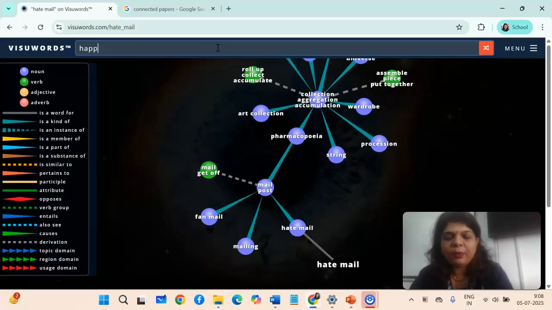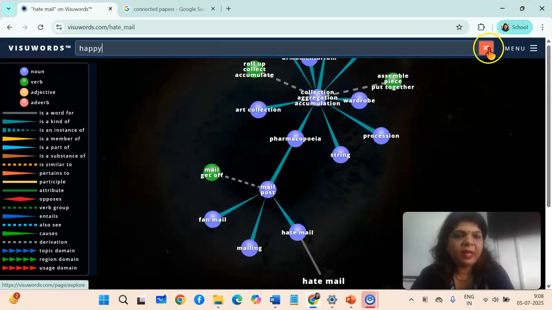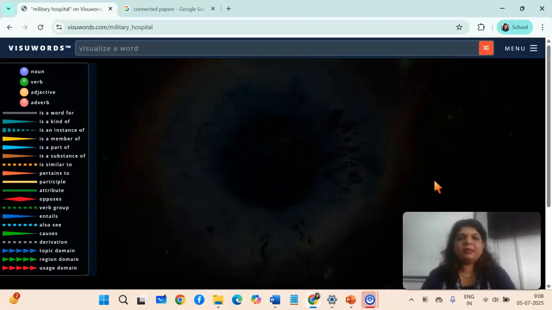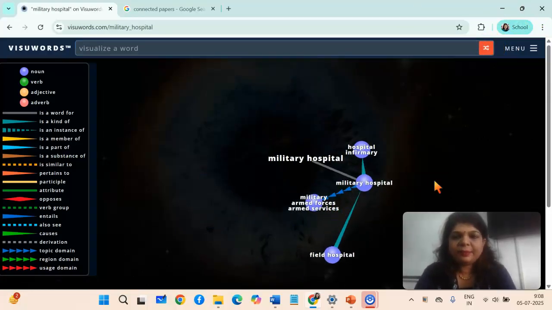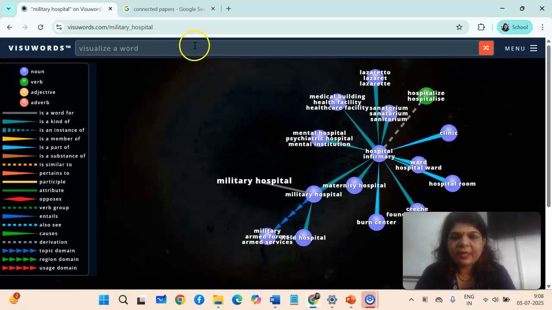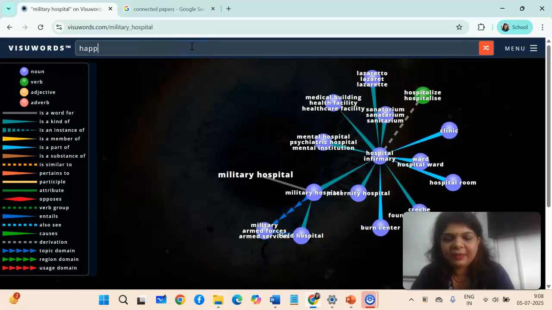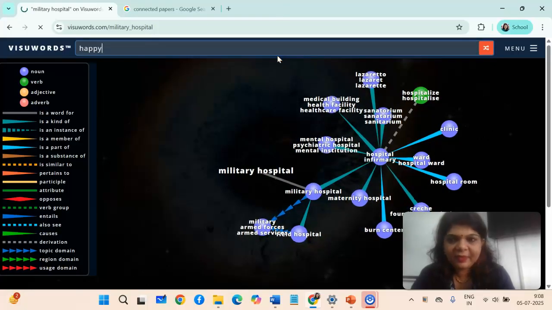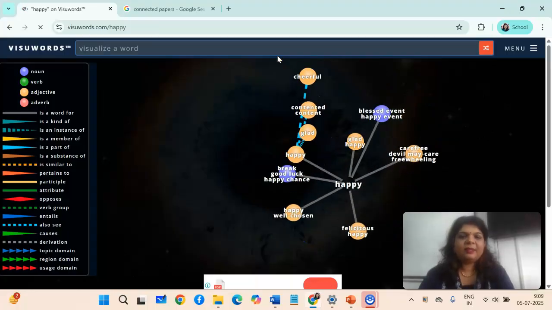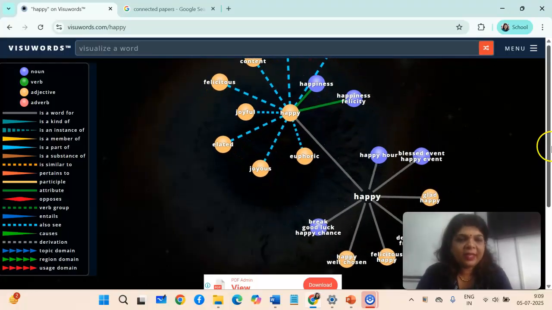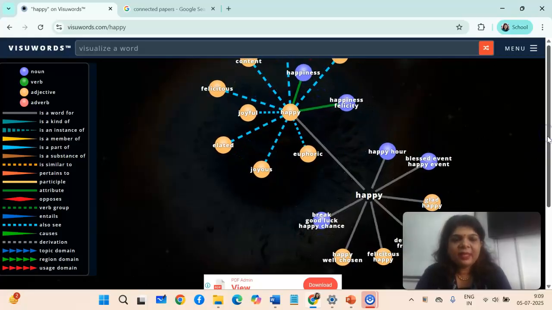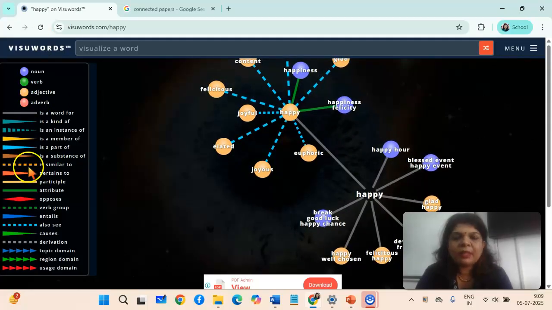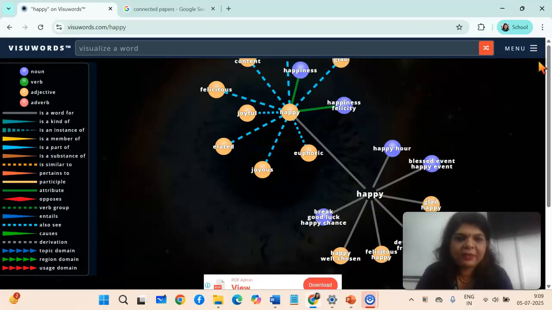For example, I type a word, happy. Okay, it's coming hospital, but it should be happy. Yeah. So as you can see over here, on this side you can see the parts of speech. The colors you can see, and accordingly, see how wonderful it is to look at.